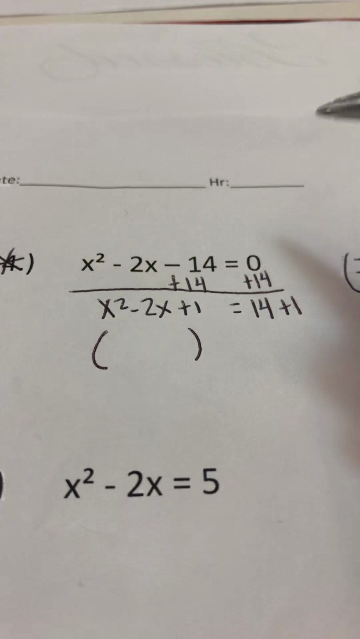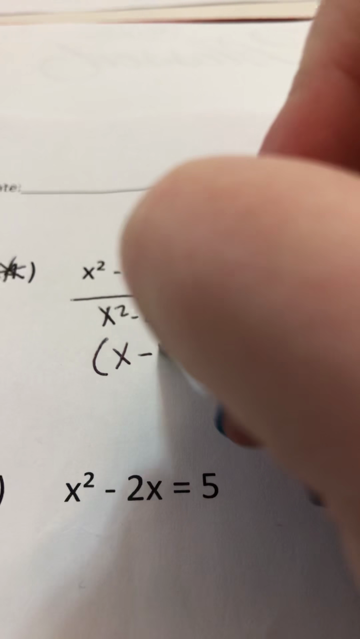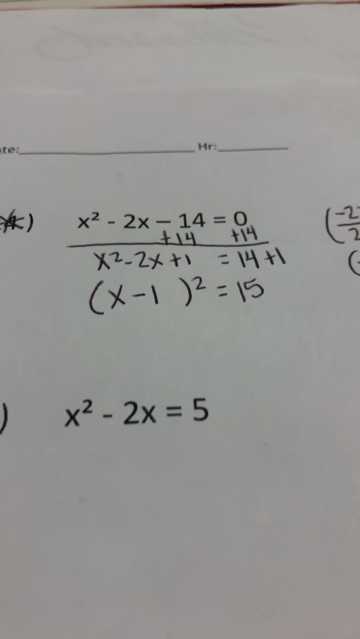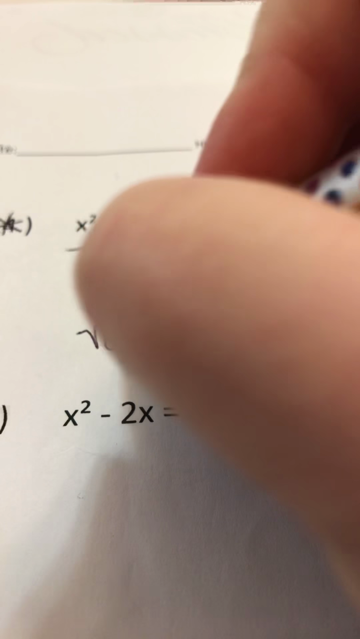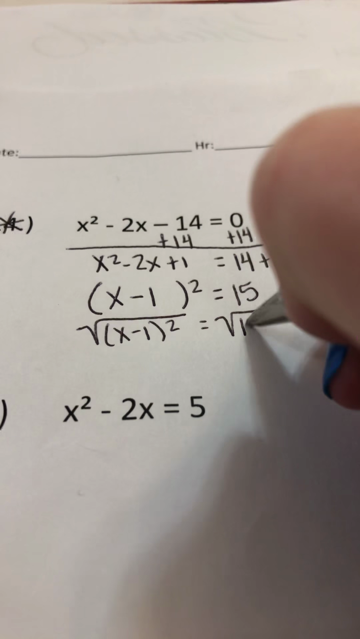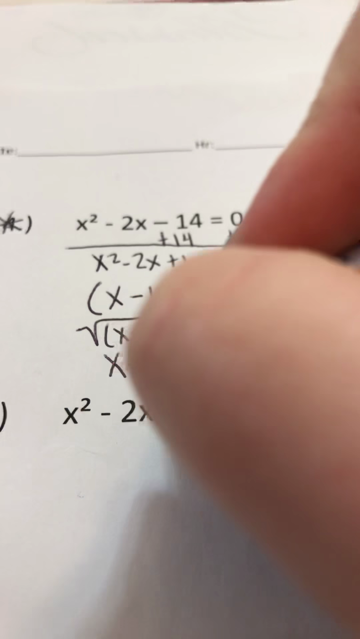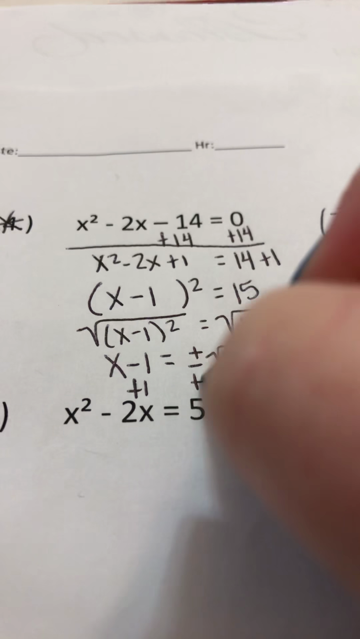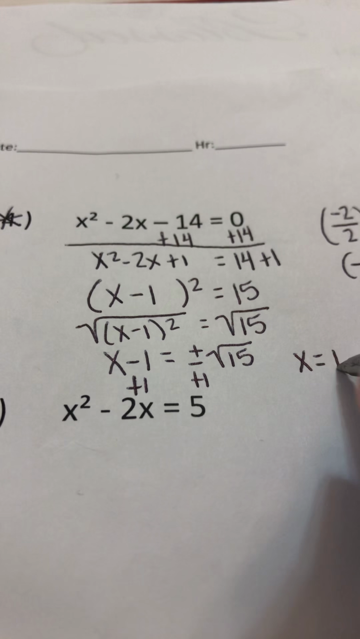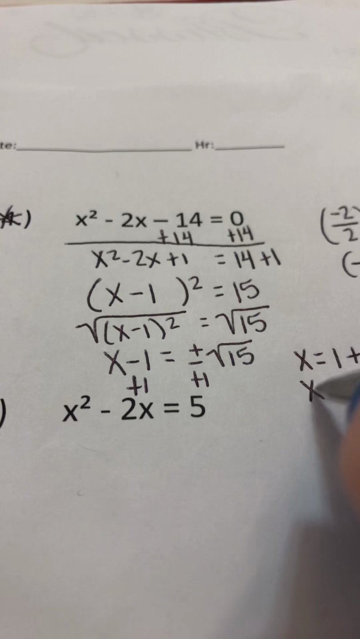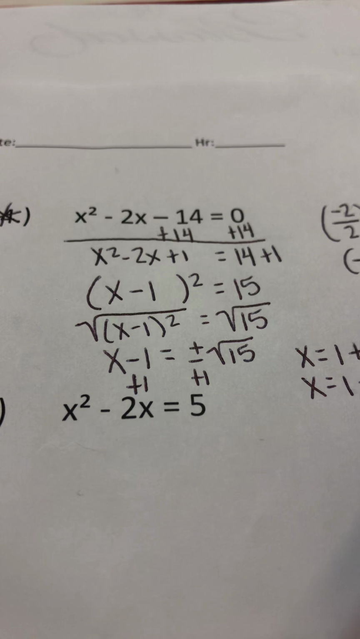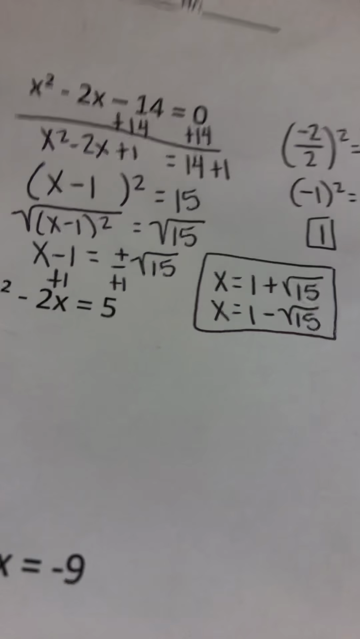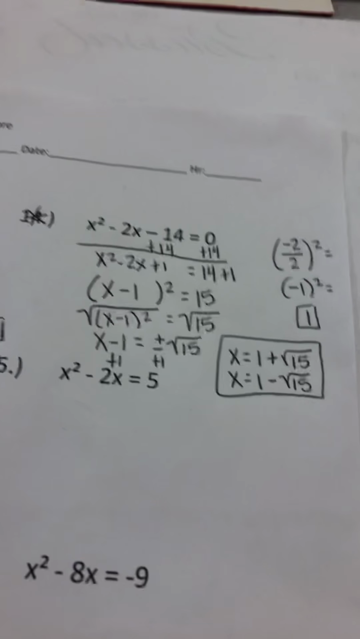You should know that x squared minus 2x plus 1, the perfect square for that is x minus 1 squared. Take the square root of x minus 1 squared, square root of 15, and I get x minus 1 equals plus minus the square root of 15. I add 1 to both sides, and I get that x equals 1 plus the square root of 15, and x equals 1 minus the square root of 15. So that is number 14.